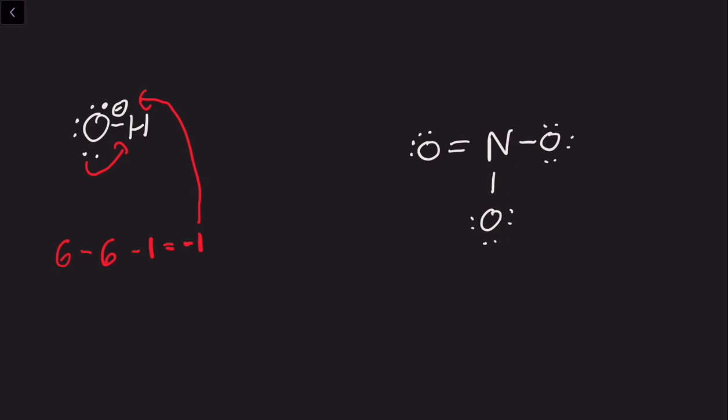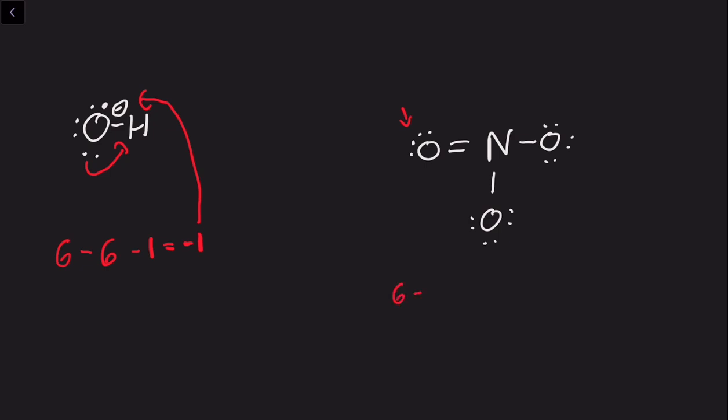Now let's look at nitrate here on the right. Now we have a nitrogen bonded to 3 oxygen atoms. We don't have hydrogen anymore. So we're going to have to look at every single atom and determine what its charge is. So let's start with the oxygens on the outside. I'm going to start with this left oxygen.